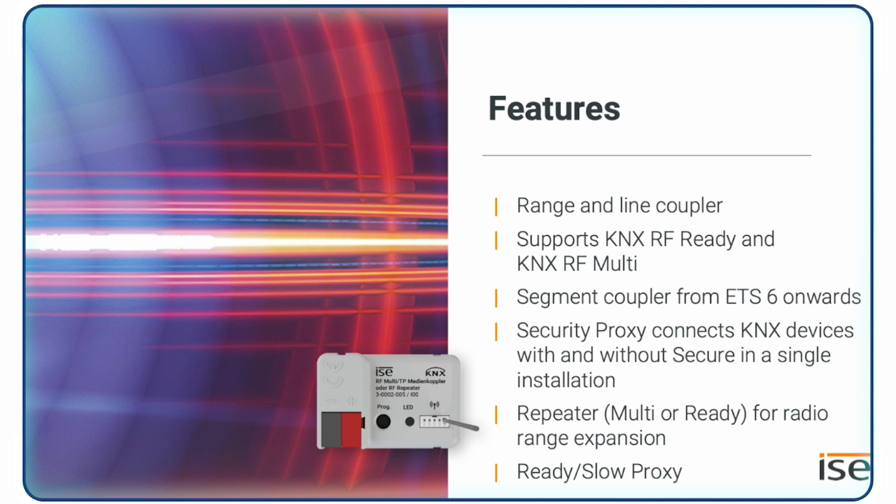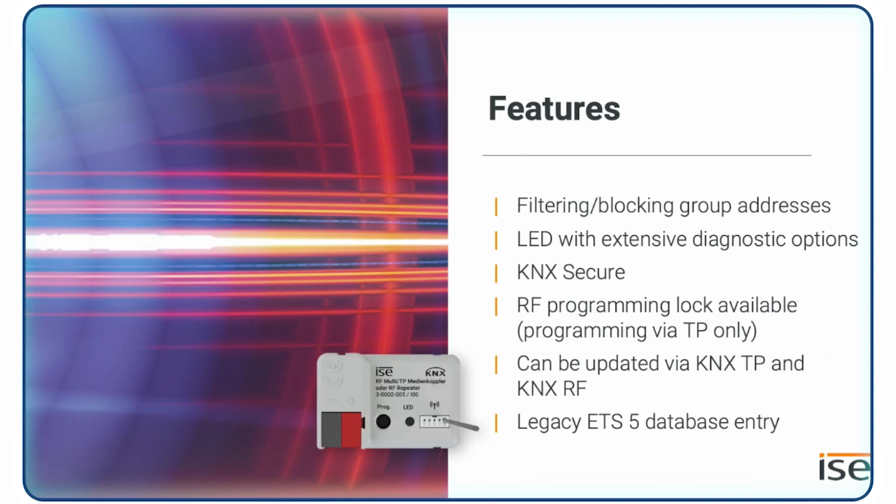Of course, it also supports segments if you are using the ETS6, making it an all-rounder all the more. If you want to sort or block group addresses, it will be just as possible as completely forbidding access from the RF side, making it even more attractive for areas where you have regular traffic from third parties or outright public spaces.